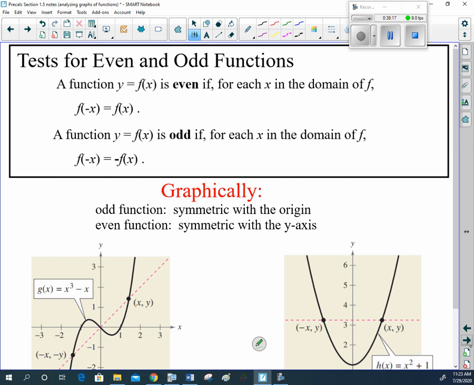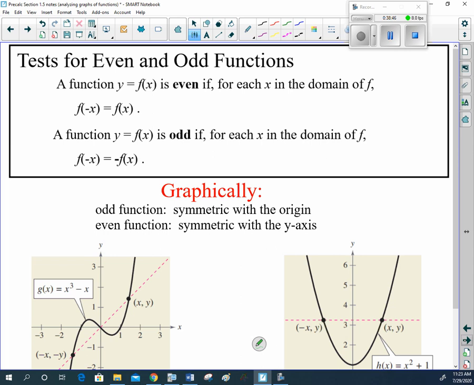All right, odd and even functions. So we've got to determine if these functions are odd or even. Graphically speaking, odd functions are symmetric with the origin, and we talked about that in an earlier lesson. So if you look at your picture and it looks like you can fold it over the y-axis and the x-axis and it folds onto itself, then it's odd. Even functions have symmetry with the y-axis, so you just have to fold it on the y-axis.